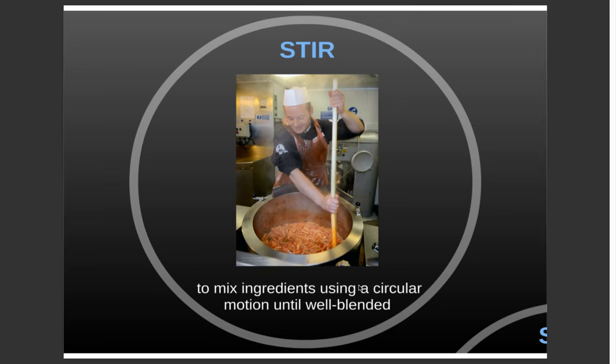Stir is to mix ingredients using a circular motion until well blended. Use a stick, in this case, with this gigantic pot of spaghetti. Or you could just be using a wooden spoon, a spatula, or other mixing equipment that you have.